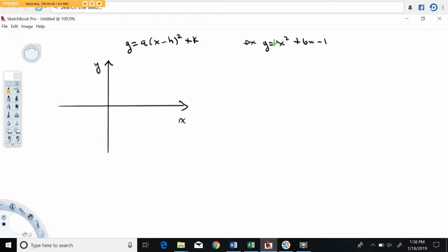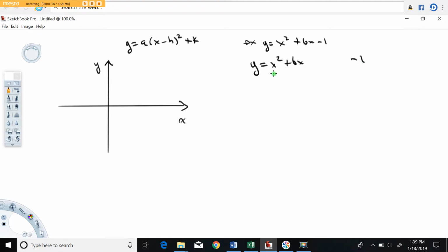All right, the main point of this video is how to take equations like this and make them look like this. And those are done by a process called completing the square. So the way this works is we're going to separate this stuff off. We're going to put this minus 1 over here to the right.